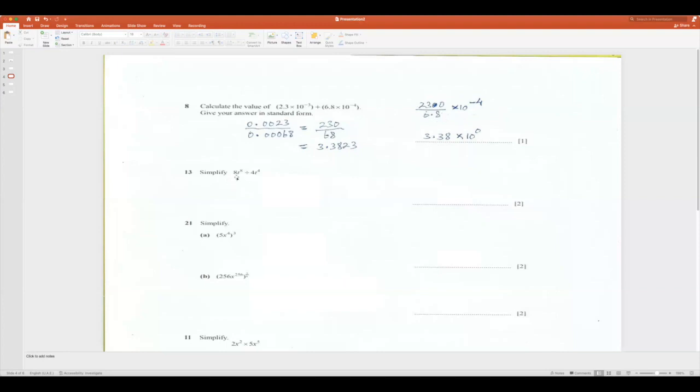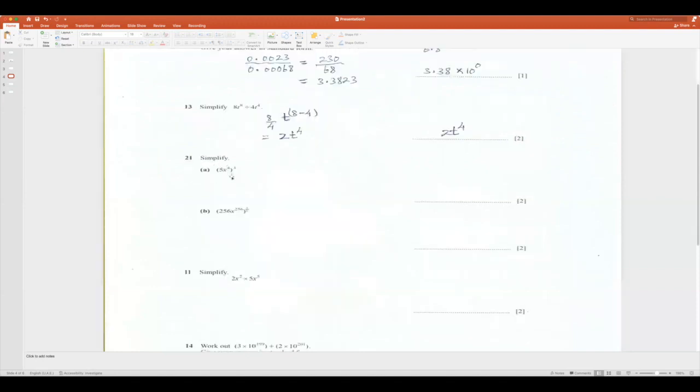Simplify 18 t to the power 8 divided by 4 times t to the power 4. 8 divided by 4 is 2. Then this division, we know the indices are subtracting. And t, 8 minus 4. So 2 into t to the power 4.